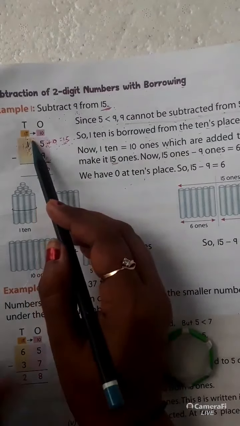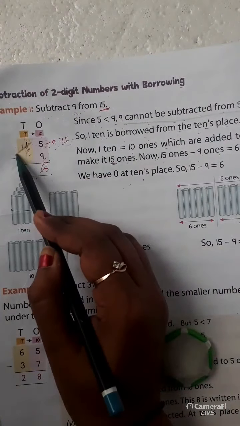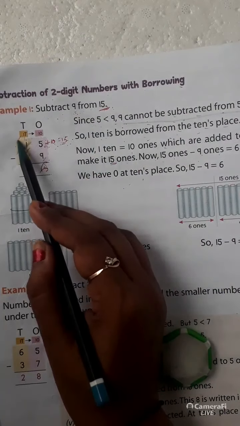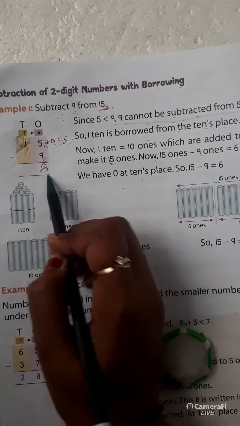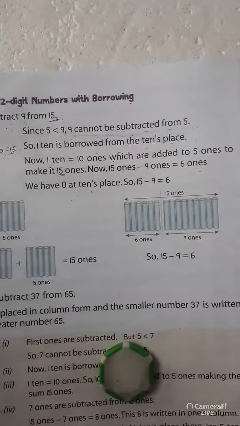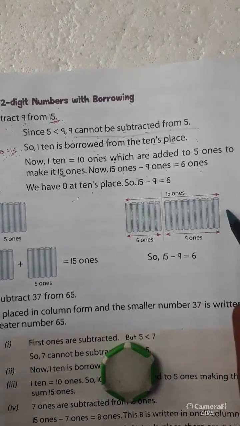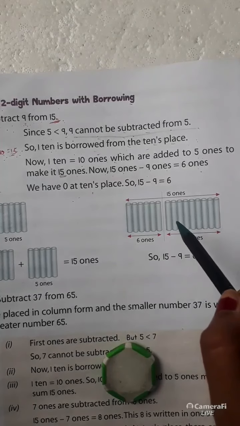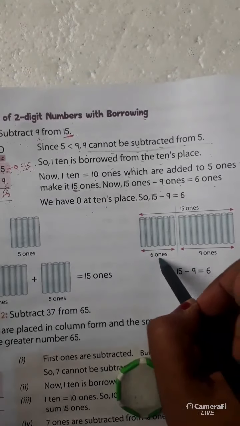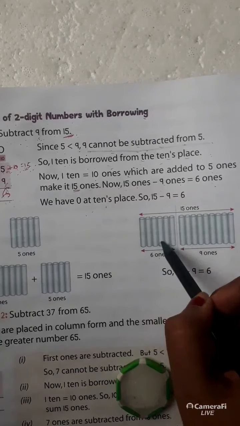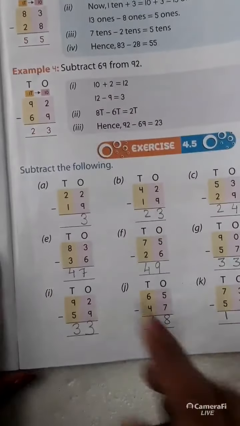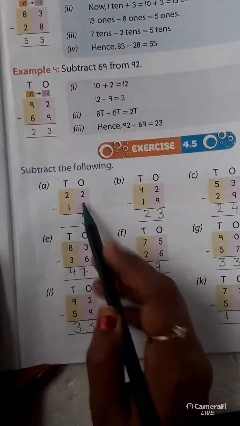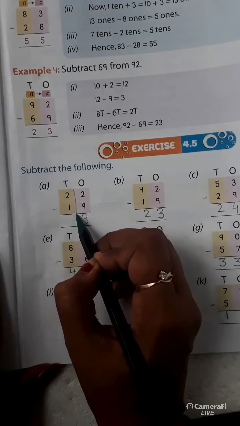Now we have 0 at the tens place, as we have borrowed, we have taken the 10. So 15 minus 9 will be 6 itself. And in the picture also you can see this, 15 ones, and it is subtracted by 9, and how many are left? 6 left. You can see the cylindrical figure. Like the same way we will do it in our book. Okay. So here the question is 22 minus 19. As I told you children, you need to start with the ones place.